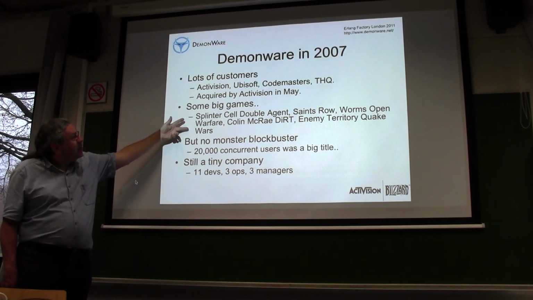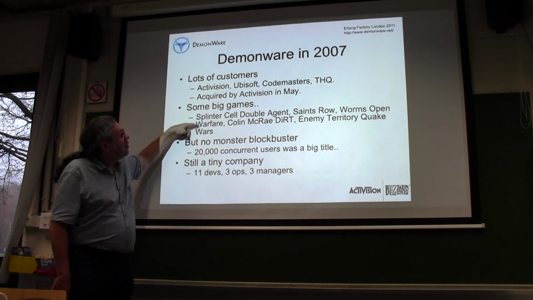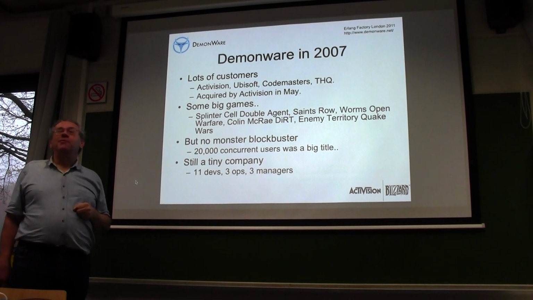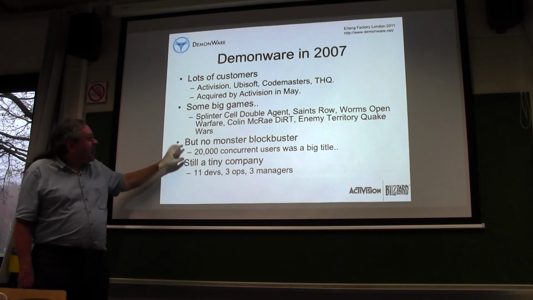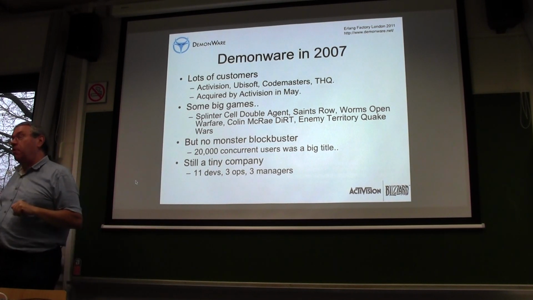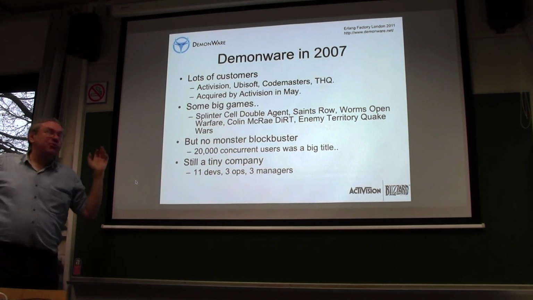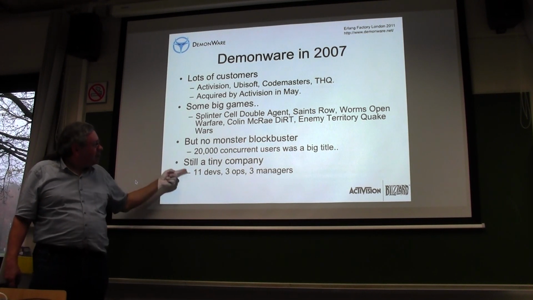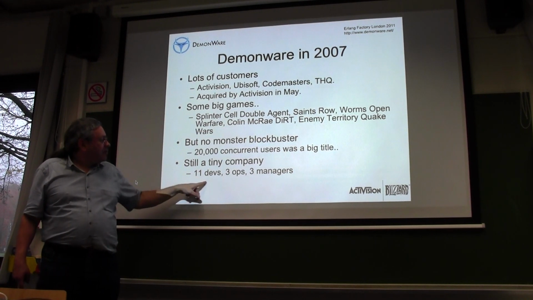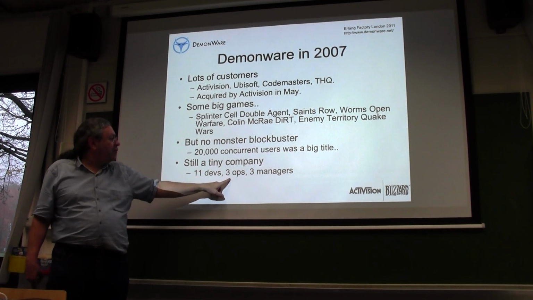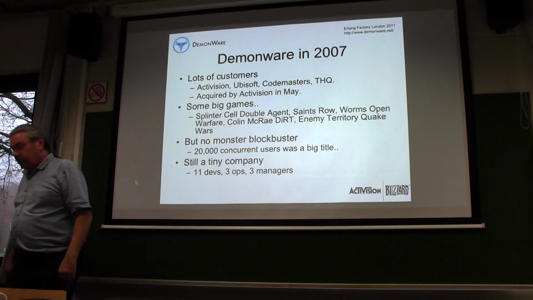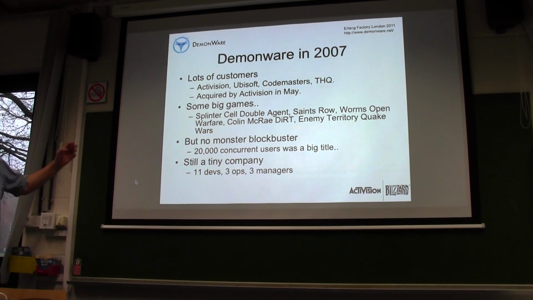They had a few big games. You may know some of these. But still no monster blockbuster. Okay, so in 2007, they had games with 20,000 concurrent users. Not bad, but it's not the huge blockbuster yet. And it's still kind of a tiny company. 11 developers, 3 persons handling the operations, and 3 managers. That's kind of small, huh? So this was, but still they were doing stuff.